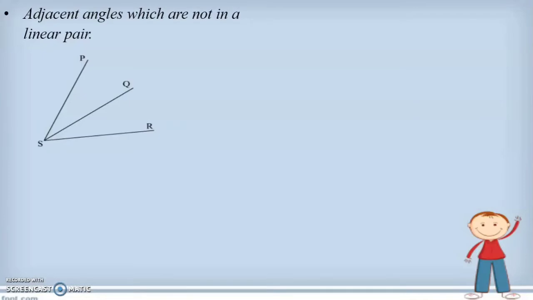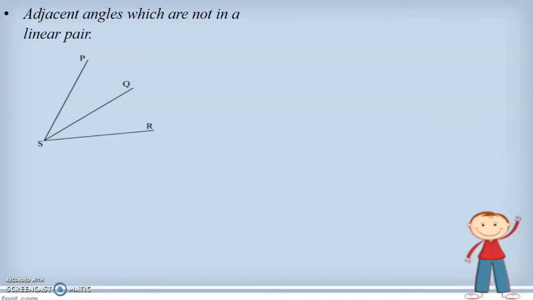And the third condition is, it should have separate interiors. So angle PSQ and angle QSR have separate interiors. So we have concluded that this is an adjacent angle. Now we have to check whether this adjacent angle is a linear pair or not.